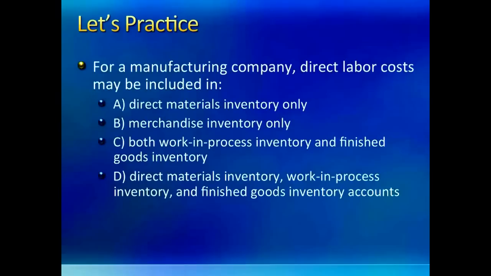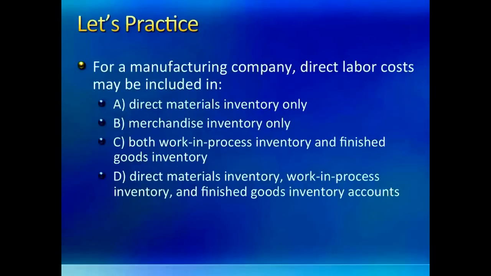This one says, for a manufacturing company, direct labor costs may be included in direct materials inventory only, merchandise inventory only, both work in process inventory and finished goods inventory. Finally, it says indirect material, work in process and finished goods inventory. Remember, we are talking about direct labor. So direct labor cannot be in direct materials inventory. However, it can be in work in process inventory and also in finished goods inventory.